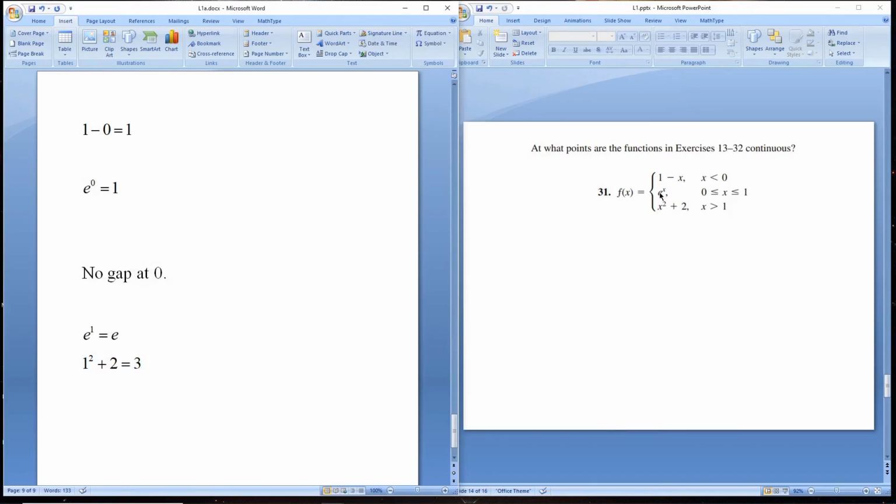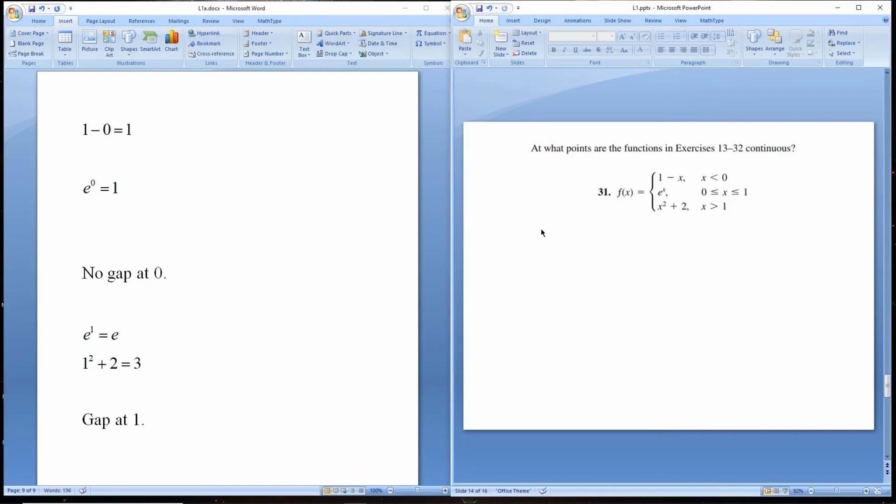So when we go from the middle piece to the third piece, these don't touch, because the middle piece ends at e and then the next piece starts at 3. So there must be a gap here because these pieces don't touch.